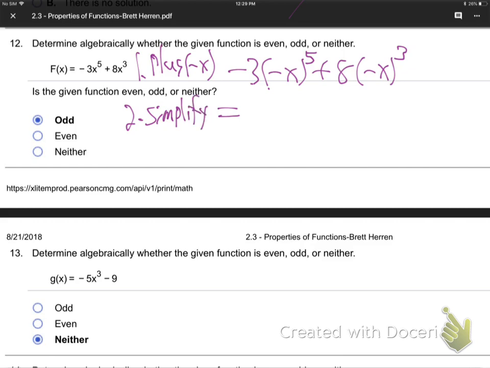What does it become? Isn't that positive? Yeah. And that minus? Yeah. Good so far. So what did I do? I took that original function here, and step 1, I plugged in negative x. So I plugged in negative x, plugged in negative x. Step 2, I simplified. How did I simplify?